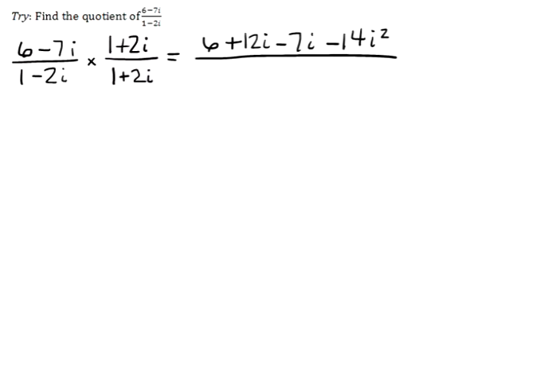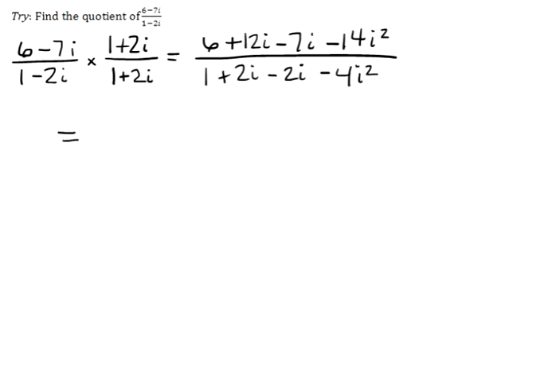In the denominator, we get 1 times 1 is 1. 1 times positive 2i is positive 2i. Negative 2i times positive 1 is minus 2i. And negative 2i times positive 2i gives us minus 4i squared.